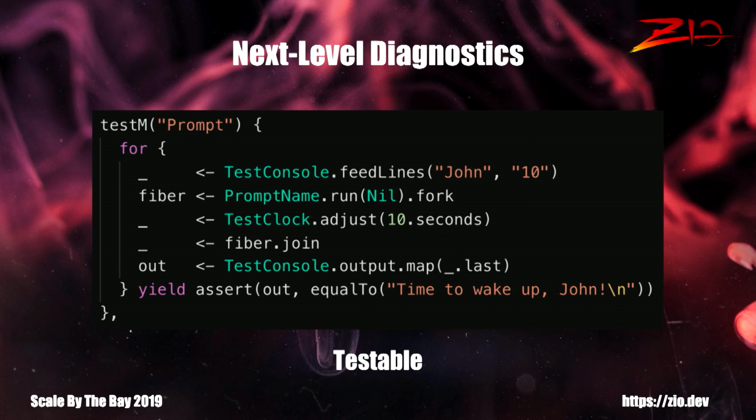In this test, we're actually verifying that it's interacting with the console in an appropriate way, and we're advancing time inside our test. This test will run deterministically and instantaneously without any interaction with the outside world. And you can do that for any ZIO application you write. You can write tests that run deterministically and instantaneously without interaction of any kind with the outside world.